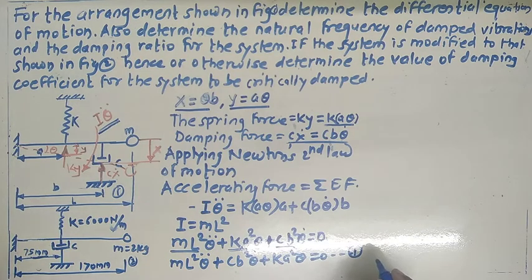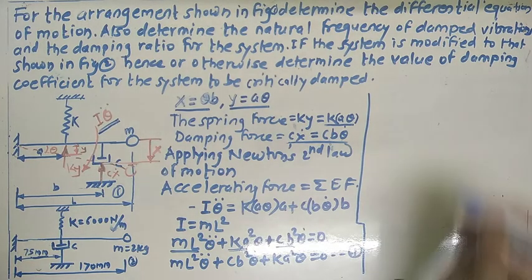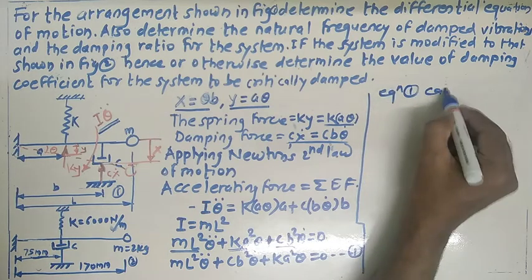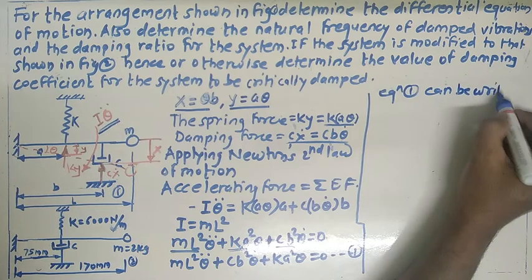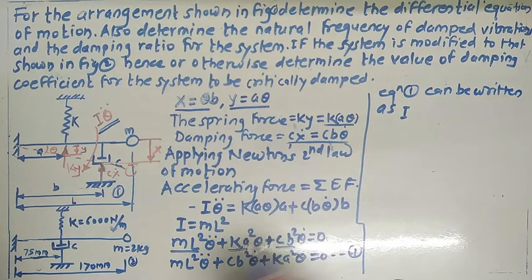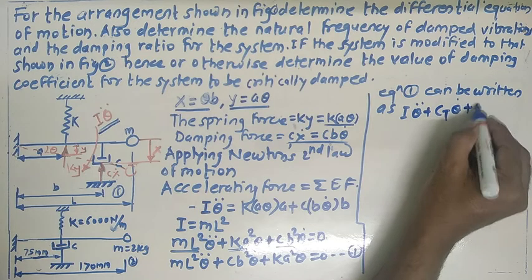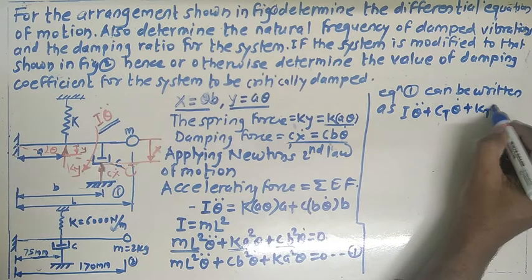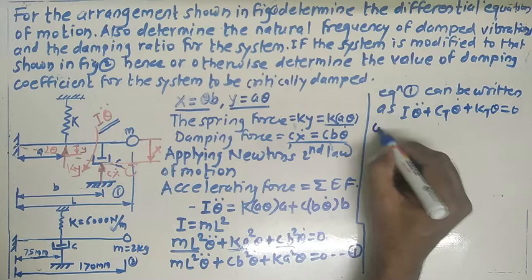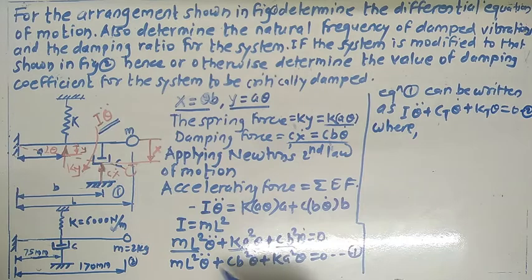Equation 1 can be written as I, meaning this term. So I into theta double dot plus ct into theta single dot plus kt into theta equals to 0. Now you can easily identify the various terms. So if we compare equation number 1 and equation number 2, what do we get here?